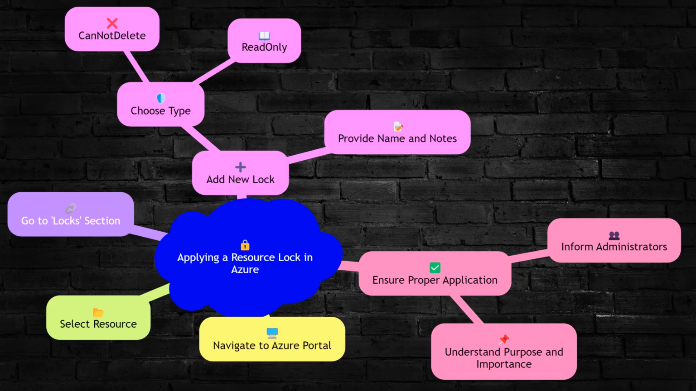To apply a resource lock, navigate to the Azure portal, select the resource you want to lock, and go to the Locks section. From there, you can add a new lock, choose the type, cannot delete or read only, and provide a name and notes for the lock. This process ensures that the lock is applied correctly and that other administrators understand its purpose and importance.